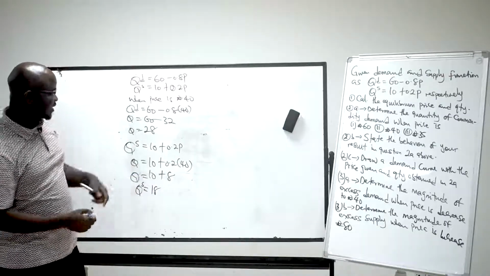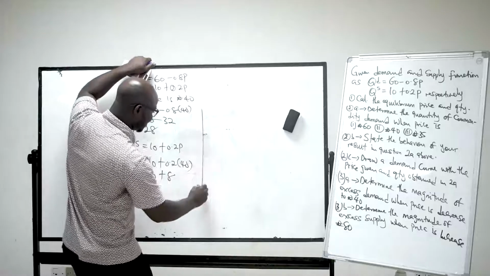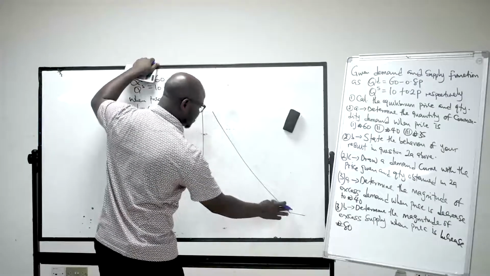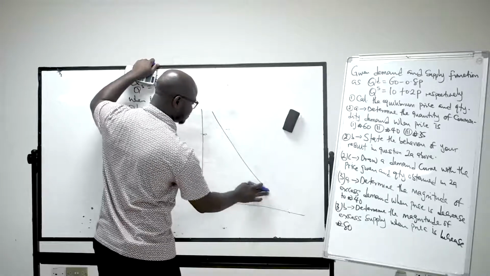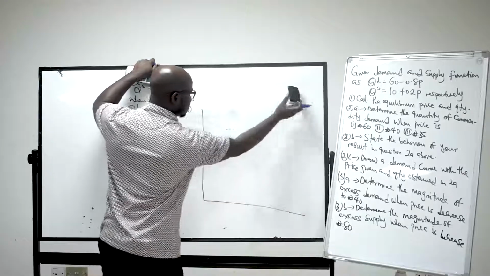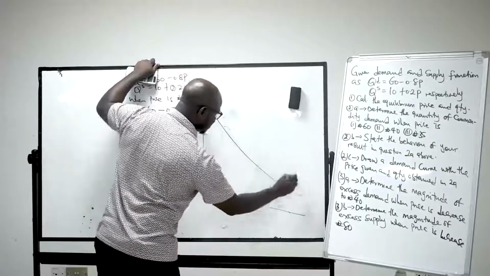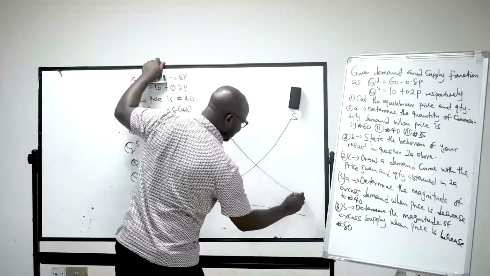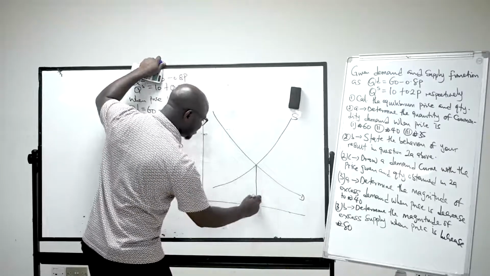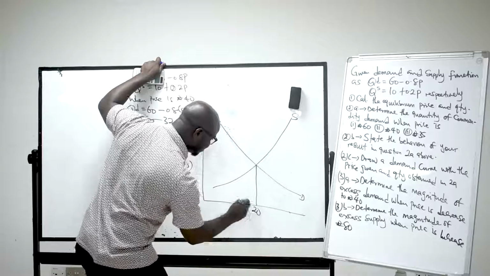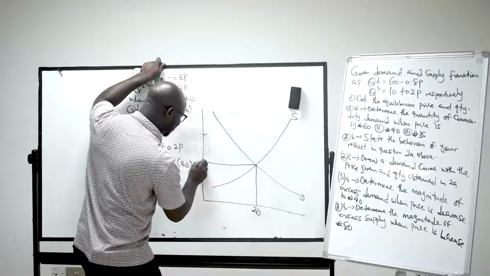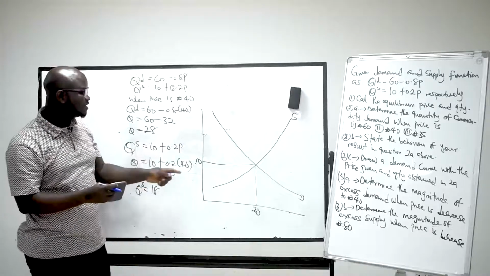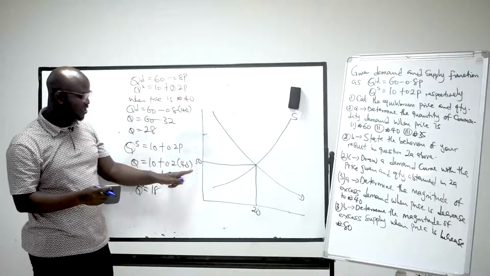Now, let's use the graph to analyze our result. Let's say we have this, and we have this, right? So this is supply, this is demand. Then the equilibrium price that we have is 50, and the quantity is 20. So going with this now, let's assume the price is decreased from 50 to 40.